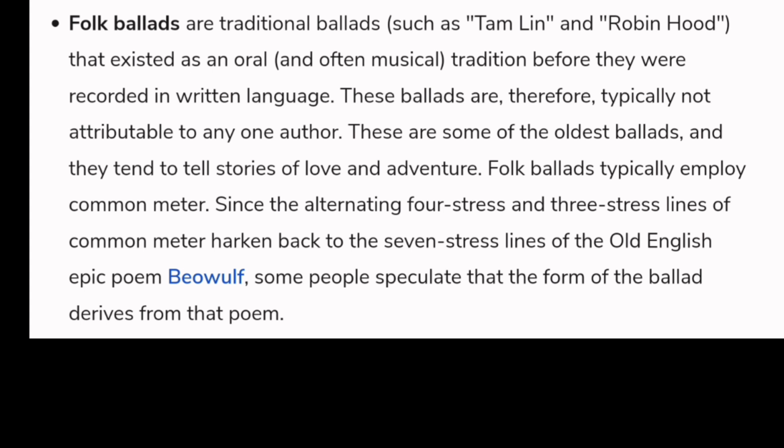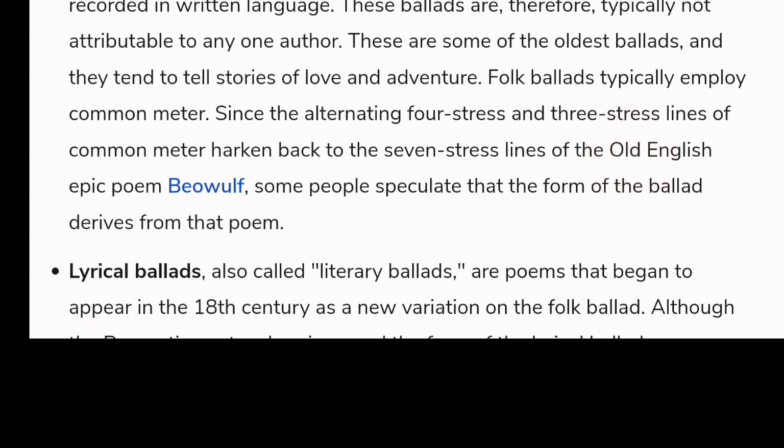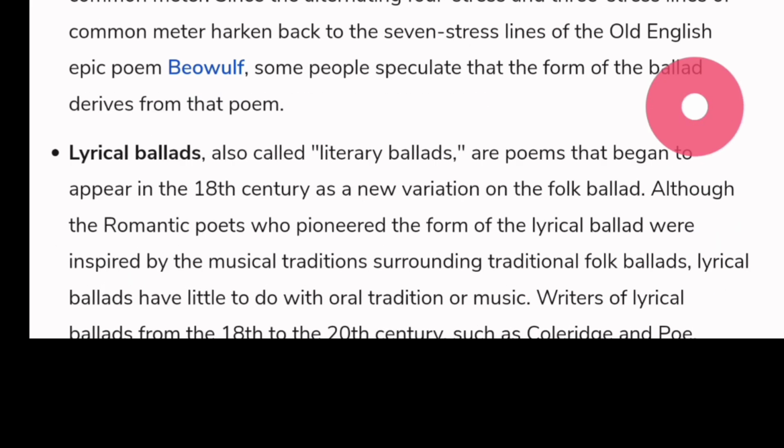Folk ballads typically employ common meter. The alternating four-stress and three-stress lines of common meter harken back to the seven-stress line of the Old English epic poem Beowulf. Some people speculate that the form of the ballad derives from that poem.